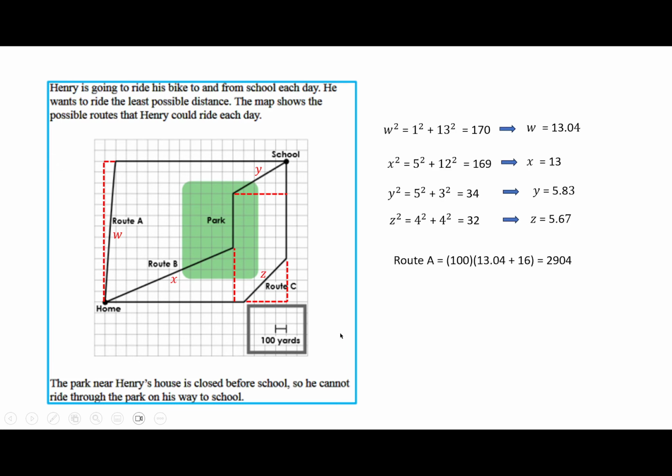Now let's see the length of each of these routes. Route A, now I multiply all of this by 100 because every box here, every one of these units is 100 yards, okay? So look at A. Is this distance from here to here, which is 13, A. From here to here is W, which is 13.04, plus you count those 16. You multiply them, you get this is yards.